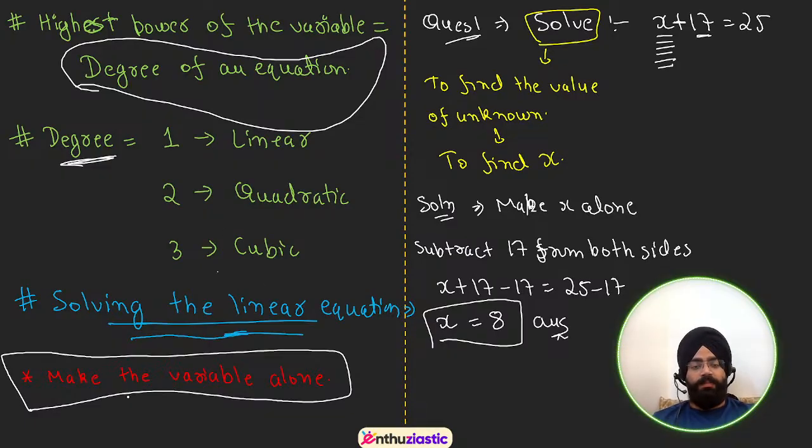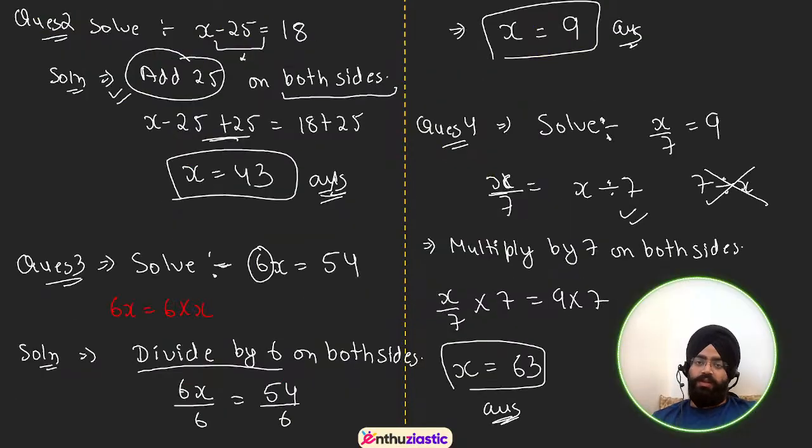And in today's episode, we learned about how we can solve the linear equation, right? And in this series only, we are focusing on the linear equation part only. So for the linear equation, we just need to make sure that you make the variable alone. Whatever the number that is there with the x, you just need to make it alone. That's it.